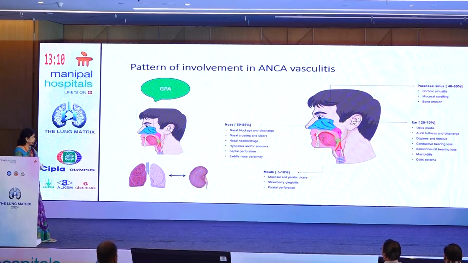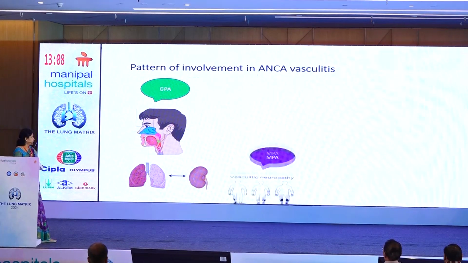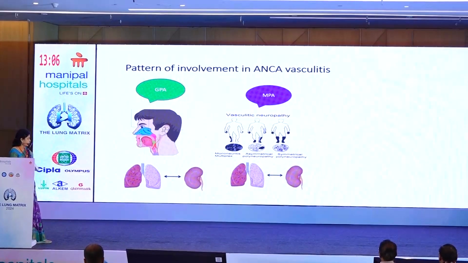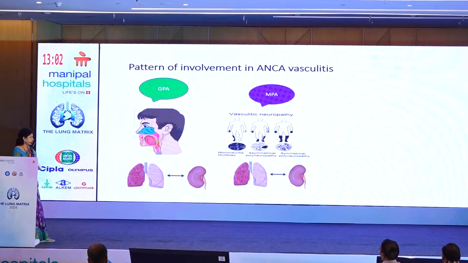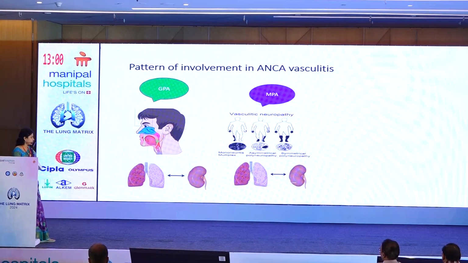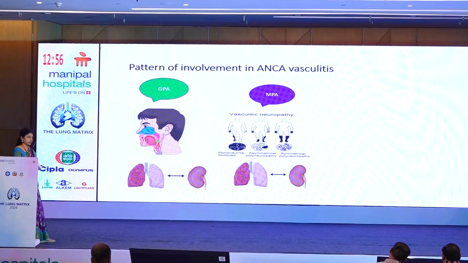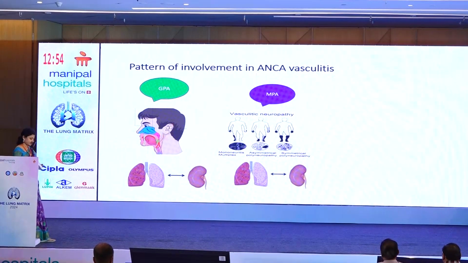So the next is the MPA, where we see predominantly pulmonary renal involvement, pulmonary renal syndrome, where the patient presents with diffuse alveolar hemorrhage in the lungs along with glomerulonephritis. And usually the upper respiratory involvement is less in MPA, and it is predominantly neuropathy.